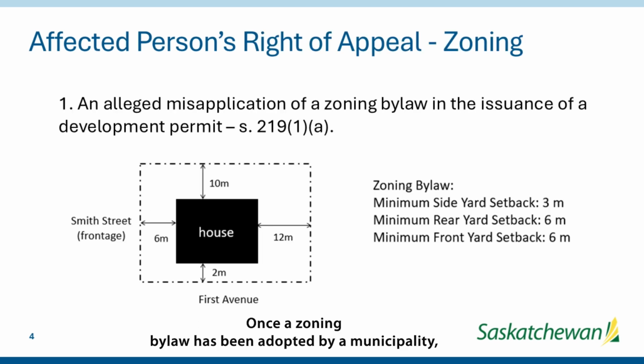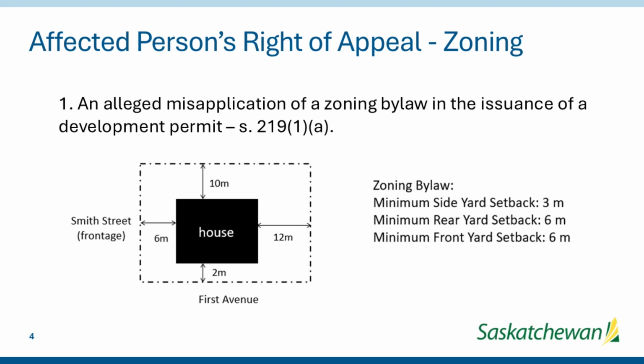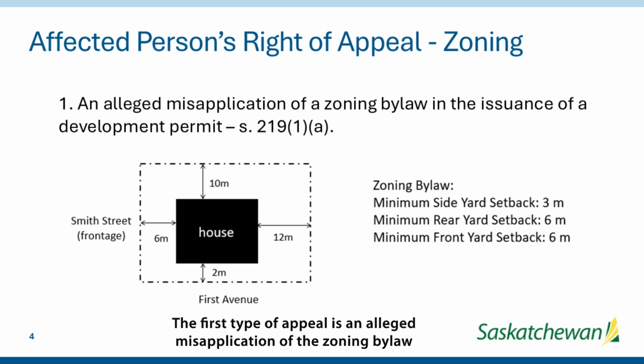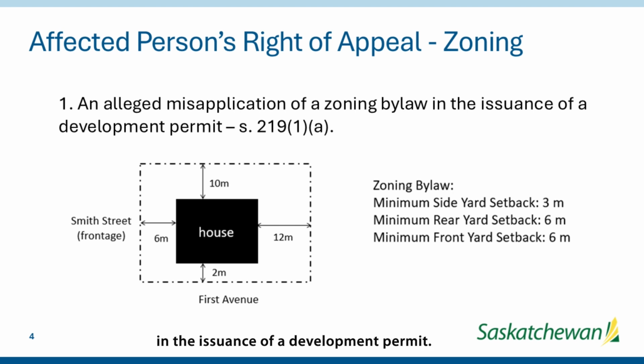Once a zoning bylaw has been adopted by a municipality, residents of the municipality are granted certain rights of appeal on provisions of the zoning bylaw. The first type of appeal is an alleged misapplication of the zoning bylaw in the issuance of a development permit.